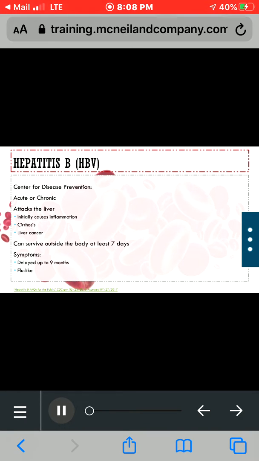Hepatitis B, or HBV, is a virus that can range in severity from an acute mild illness lasting a few weeks to a chronic and serious lifelong infection. Hepatitis is an inflammation of the liver and, if untreated, can cause cirrhosis or liver cancer. Hepatitis B can survive outside of the body for at least 7 days and can still cause infection if it enters the body of an uninfected person. The symptoms of HBV can be delayed up to 9 months, but when presented will be similar to flu-like symptoms.